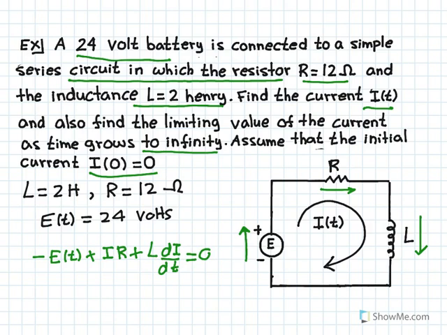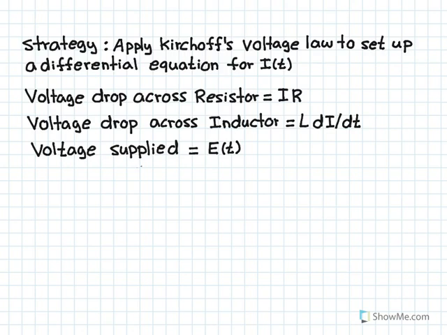Now, if we bring minus E over to the other side, we get the same expression that we had on the last page. So we get IR, the voltage drop across the resistor, plus L di dt, the voltage drop across the inductor. The sum of these two voltage drops is equal to E of t, the voltage supplied by the battery. All right, so our strategy is to apply Kirchhoff's voltage law to set up a differential equation for I of t. Once we have a differential equation, we will separate the variables, then integrate both sides, and find the current I as a function of t.